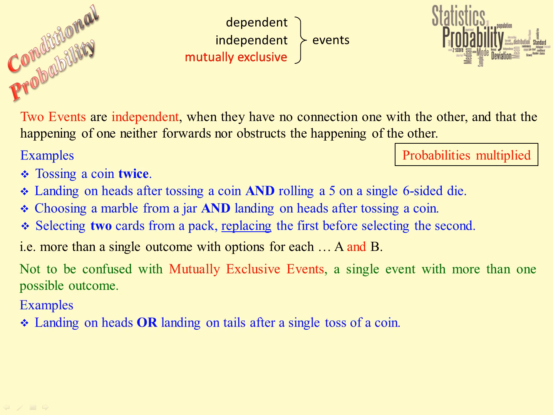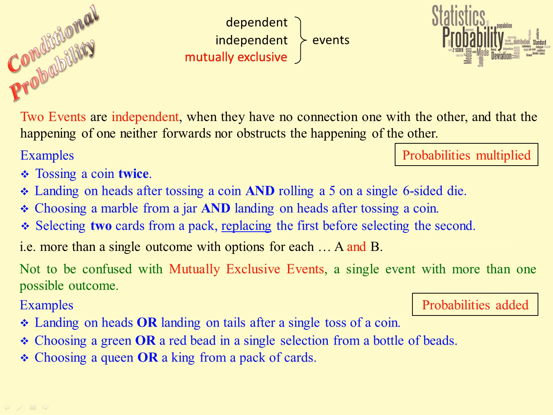Example, landing on heads or landing on tails after a single toss of a coin. Choosing a green or red bead in a single selection from a bottle of beads. Choosing a queen or a king from a pack of cards. And in this case, the probabilities are added.